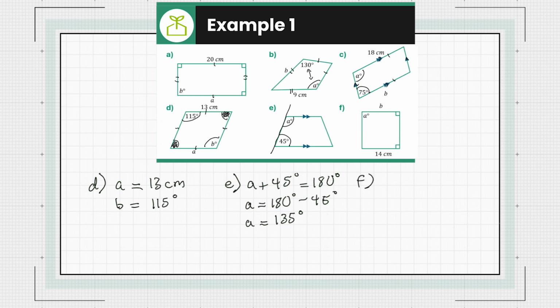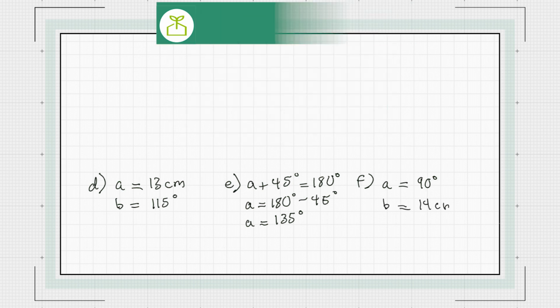Alright, finally let's look at F. F, we have a square. And in a square, every single angle is going to be 90 degrees or right angles, so A is going to be equal to 90 degrees. And then we also need to know that each of these sides is equal. And if each side is equal, then B must equal 14 centimeters.